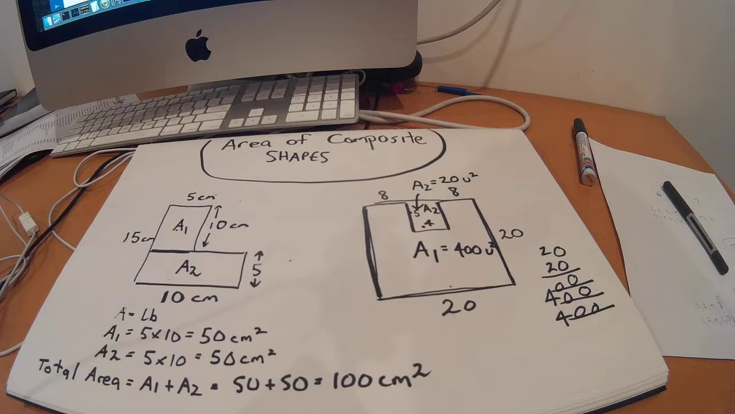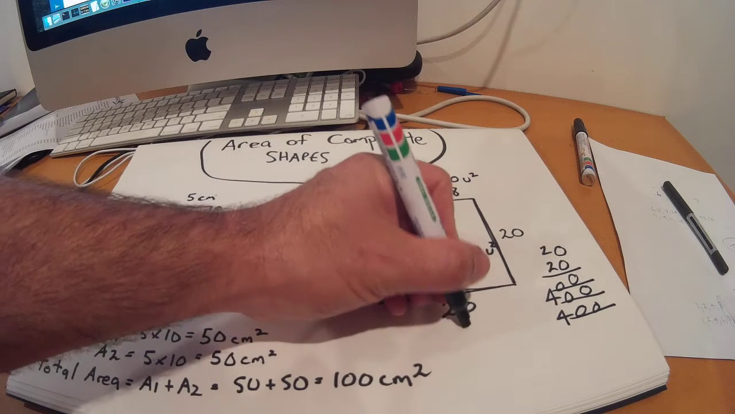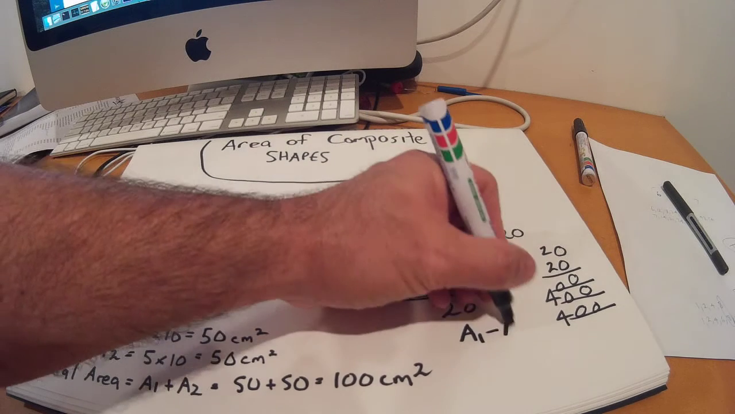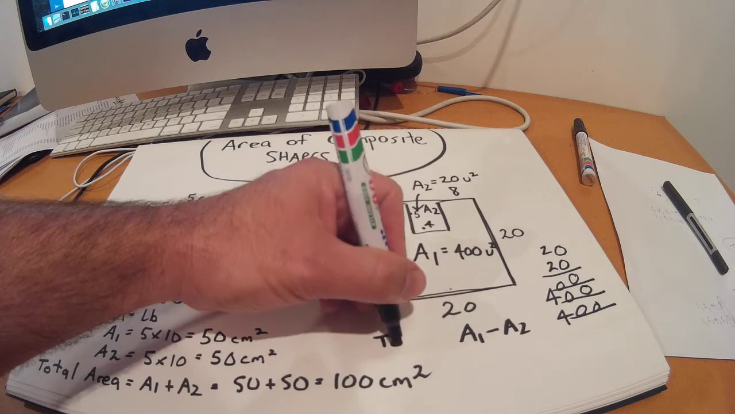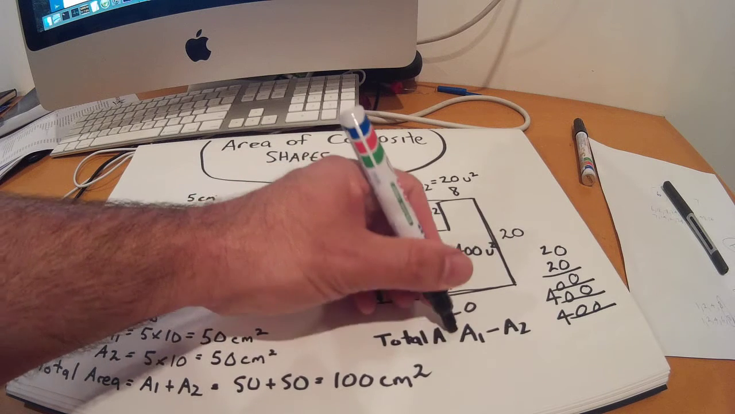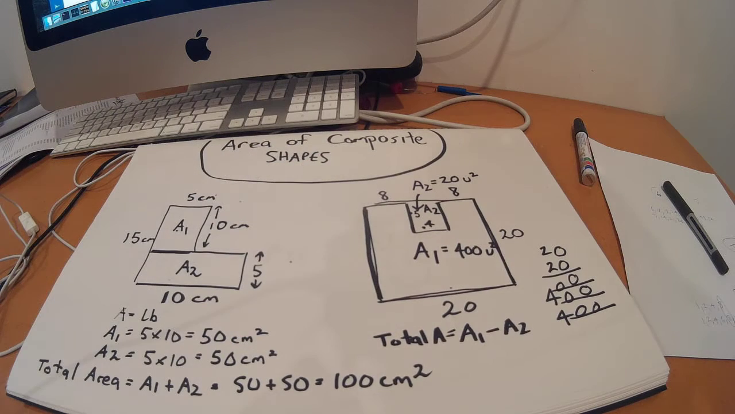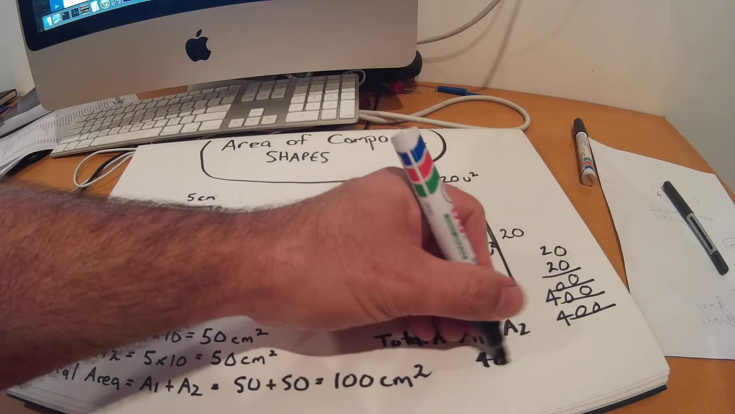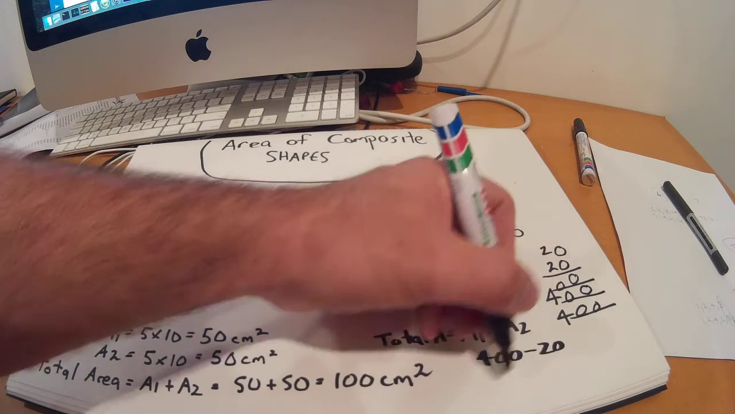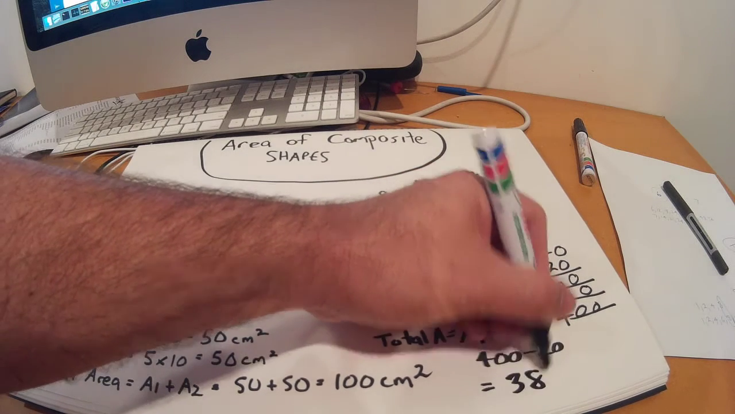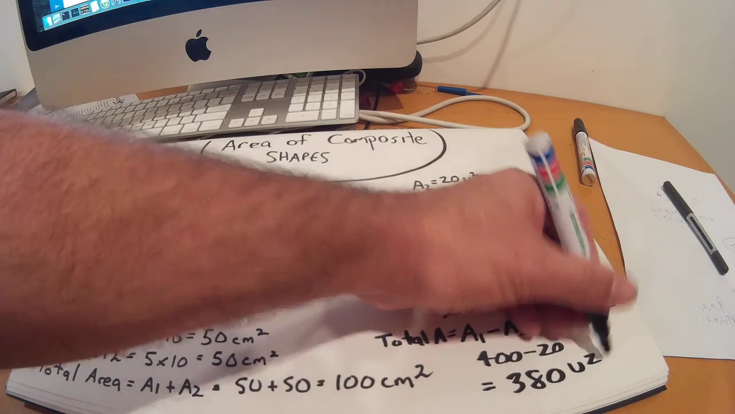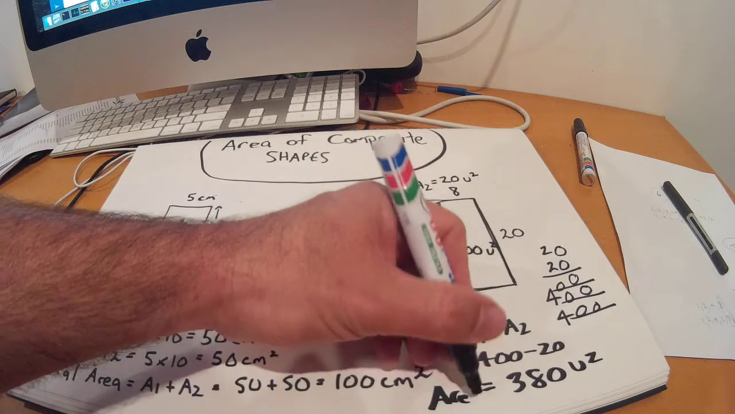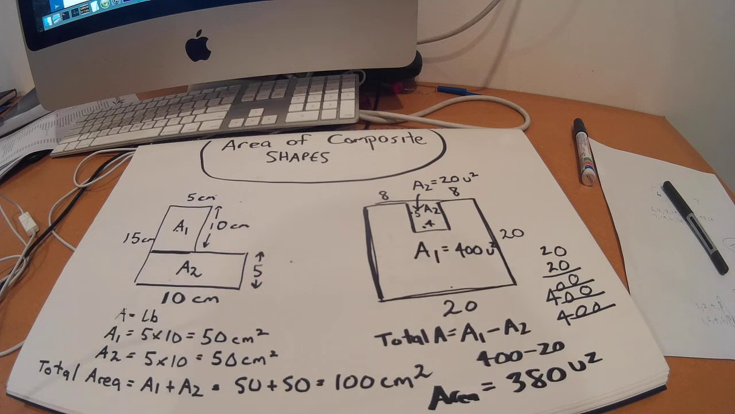And then we use the subtraction method. So what we do is we say it's A1 minus A2. That's the total area. Total A equals A1 minus A2. So that's equal to 400 minus 20, which is equal to 380 units squared. So area equals 380 units squared using the subtraction method. So that's the two methods that you can use for a composite shape.